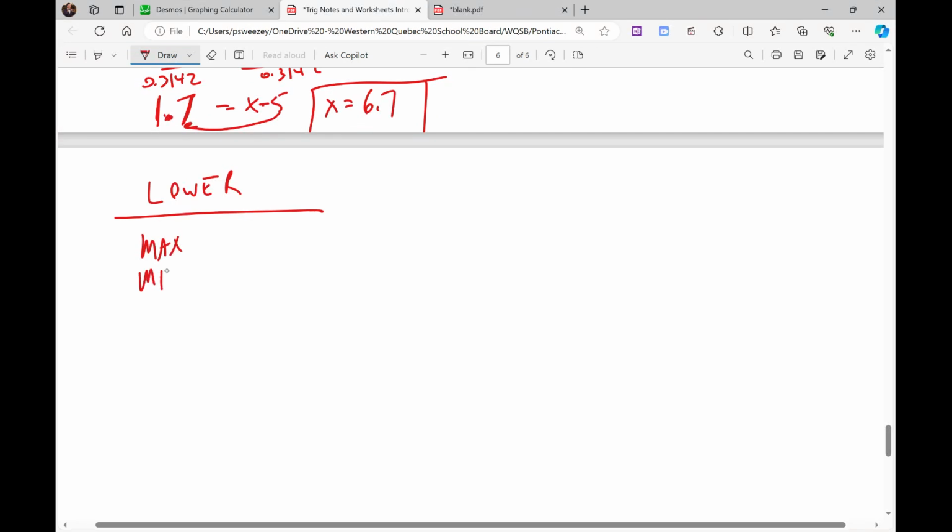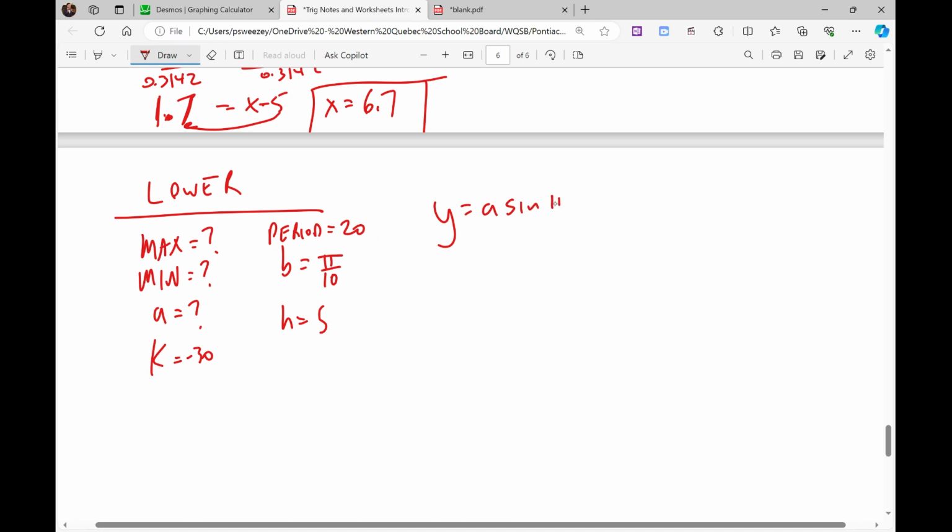We normally do our max, min, a, k. On this one, we don't know A, but we do know that this is 30. The rest of this would be the same. I'm not going to go through and solve that one. And then the h is 5. So for right now, if I start to write out what I know, I have a sine of pi over 10 times x minus 5, minus 30. So I have part of this solved for.